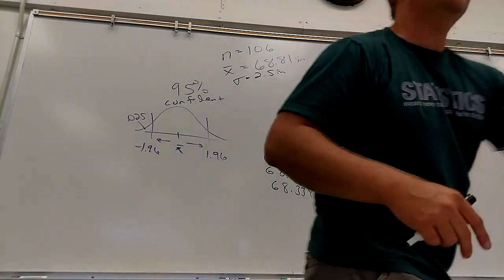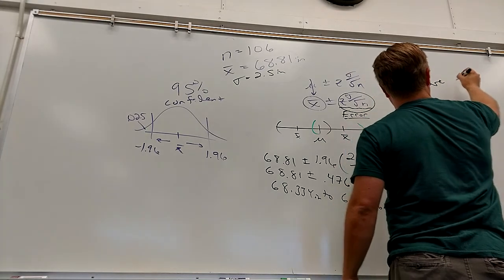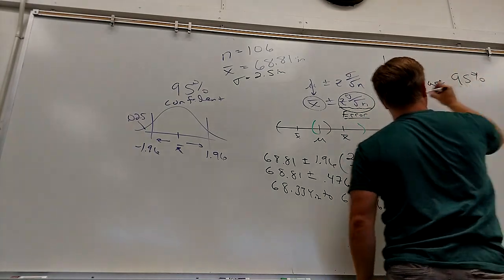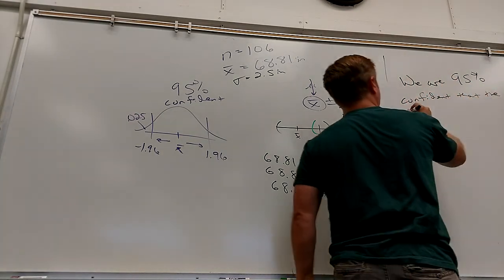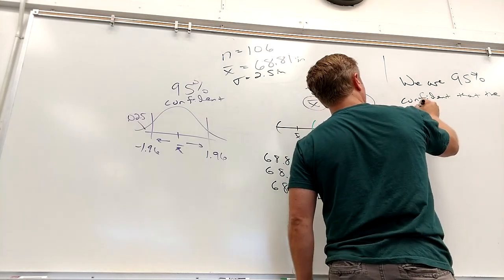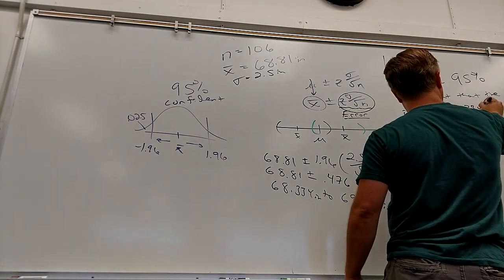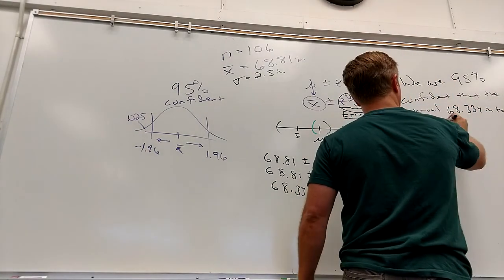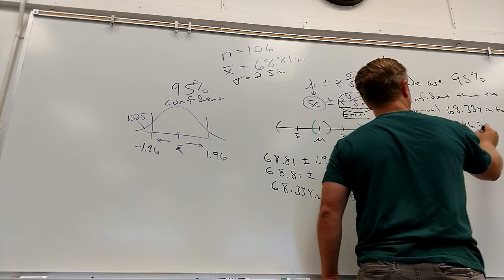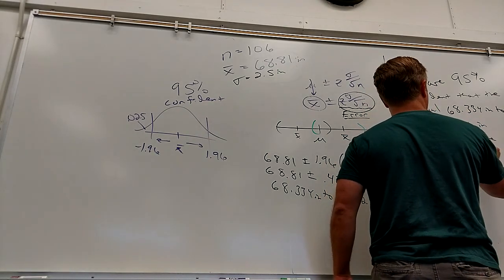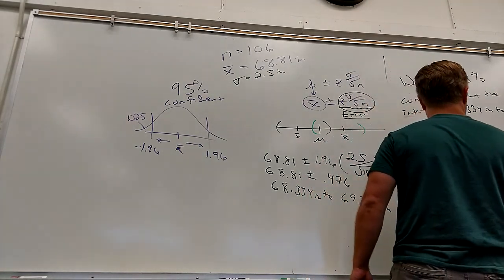How certain are we about things in this problem? 95%. I like it. So we are 95% confident that the interval 68.334 inches to 69.286 inches contains the true mean height of Wisconsin men.